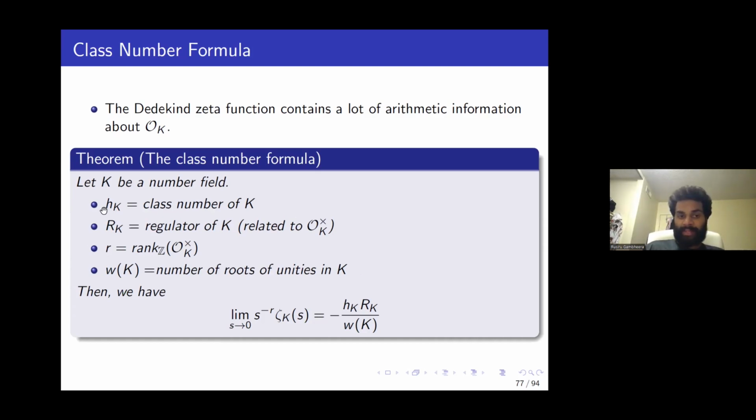The right-hand side has the class number in it. So it measures how far away the number field is from being a unique factorization domain. That's the class group, which is algebraically defined. We have the regulator, which is again algebraically defined. I won't tell you how we defined it, but it's algebraically and number theoretically defined. r is the rank of the units. It's fine. w_K is the number of roots of unity. All of those things are algebraically defined. So the right-hand side is purely algebraic.